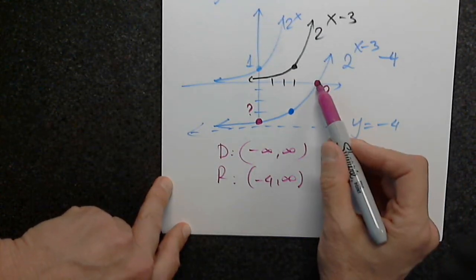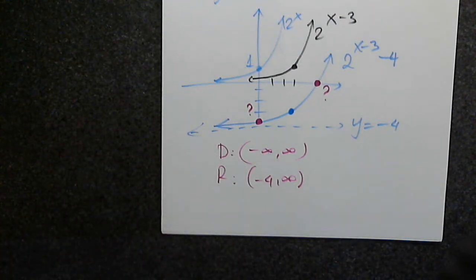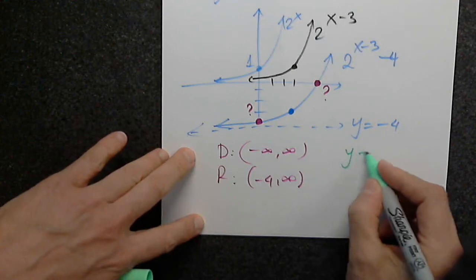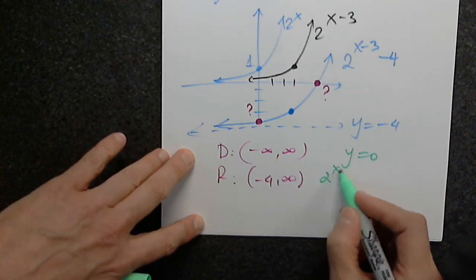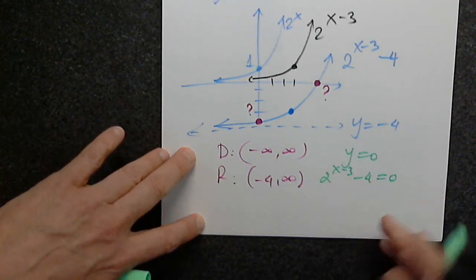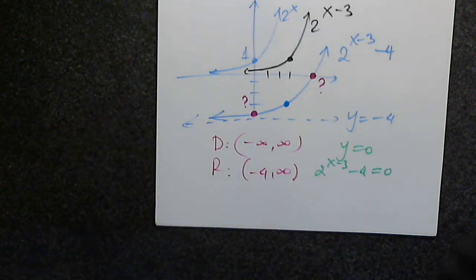In order to determine the x-intercept of a function, what do I need to do? To determine the x-intercept of a function. Very good. So I set y equal to 0, which means 2 to the x minus 3 minus 4 equals 0. I know what type of equation this is.